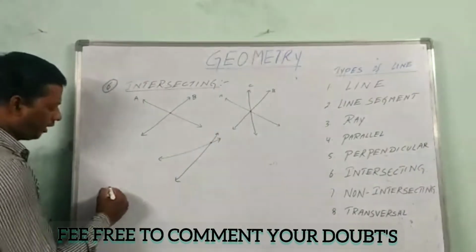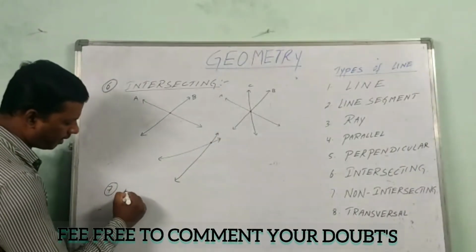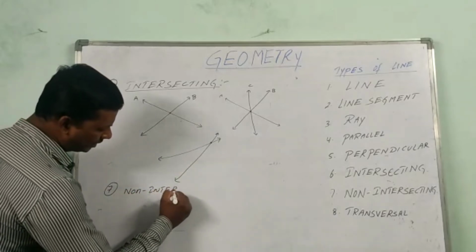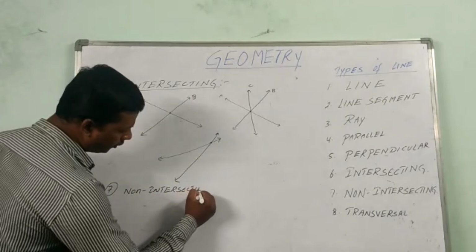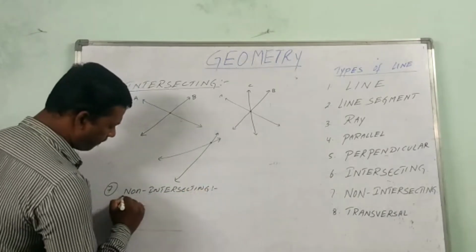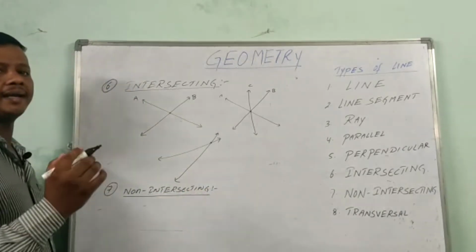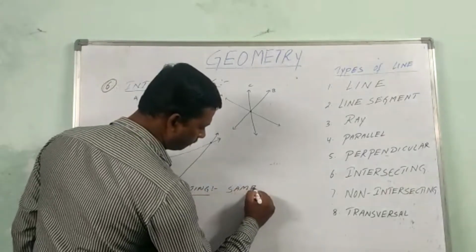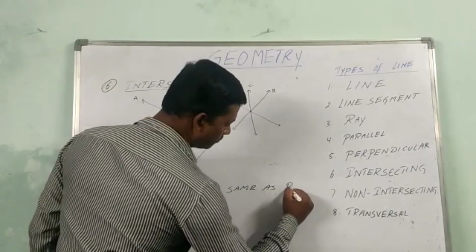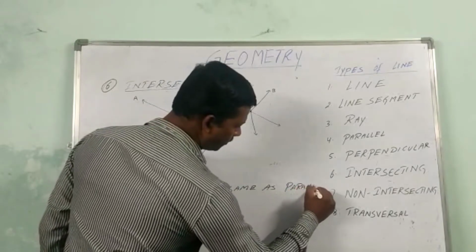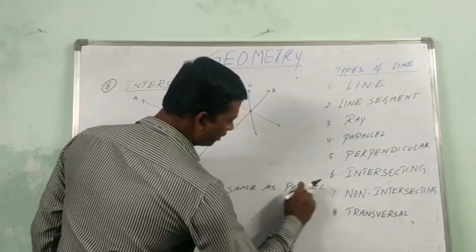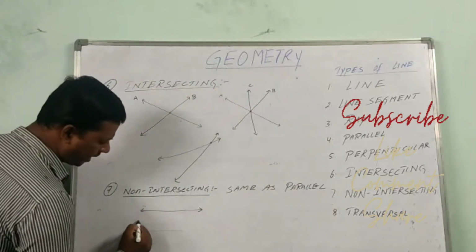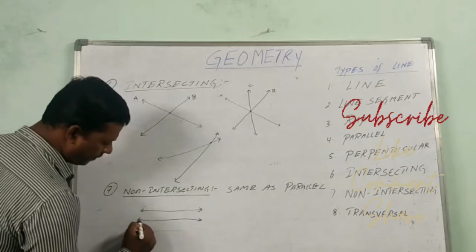Now the next one is non-intersecting line, which is the same as parallel line. It also does not meet at any point. Non-intersecting means it will not intersect at any point. Same as a parallel line only.